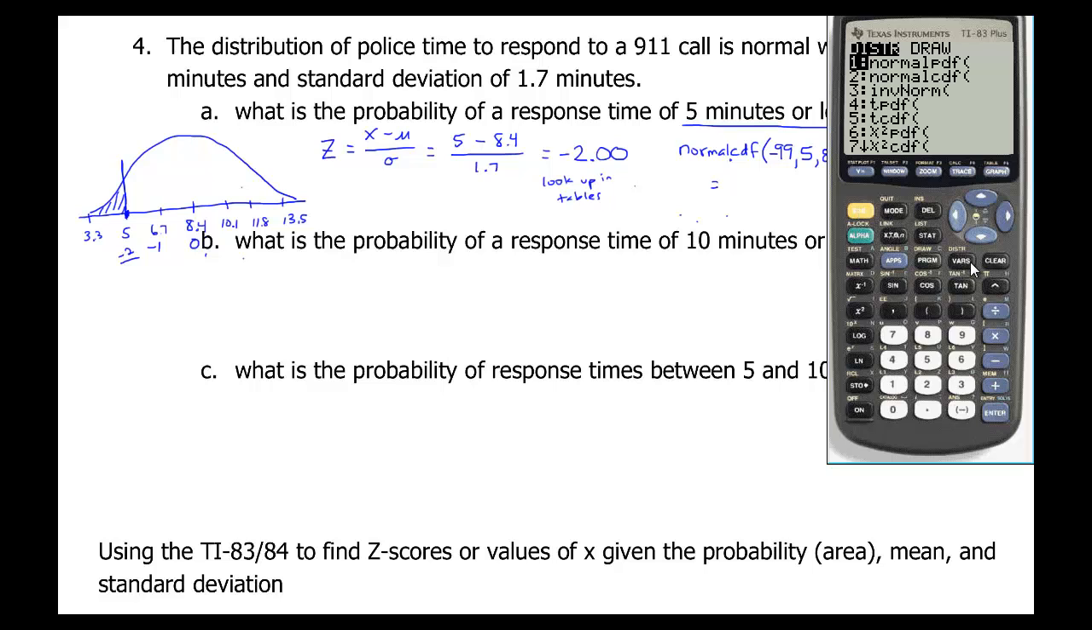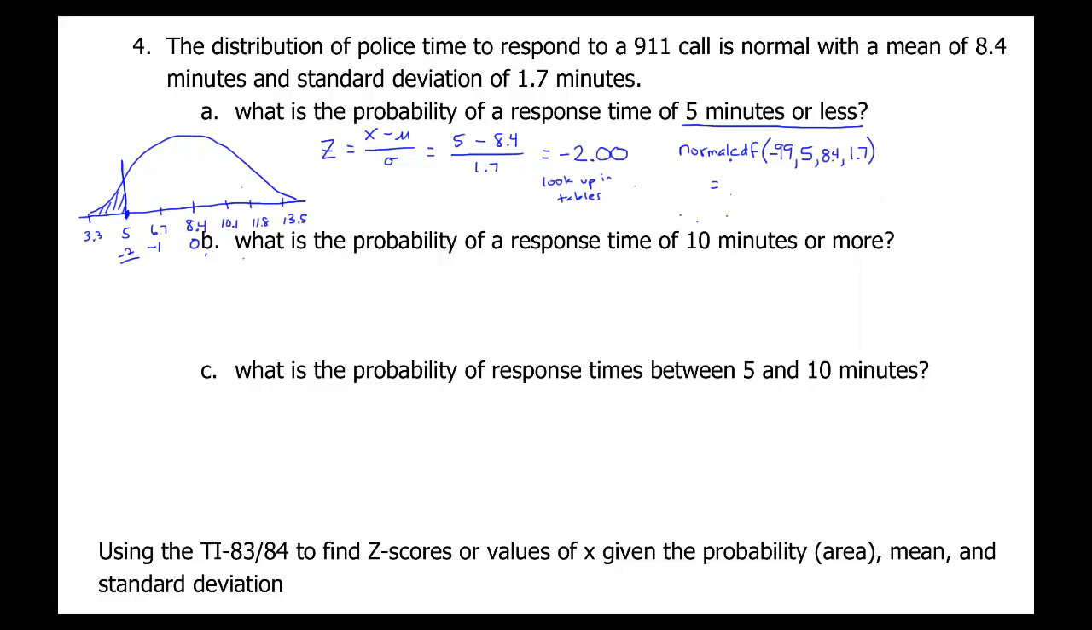So again, distributions, number 2, and we're going from as far to the left as we can, -99, up to 5, with a mean of 8.4 and a standard deviation of 1.7. And there's our area. So 0.0228 is what we're going to round up that 7 to, 0.0228. And that's it. That's the area, which is also the probability, so we're done with that one.